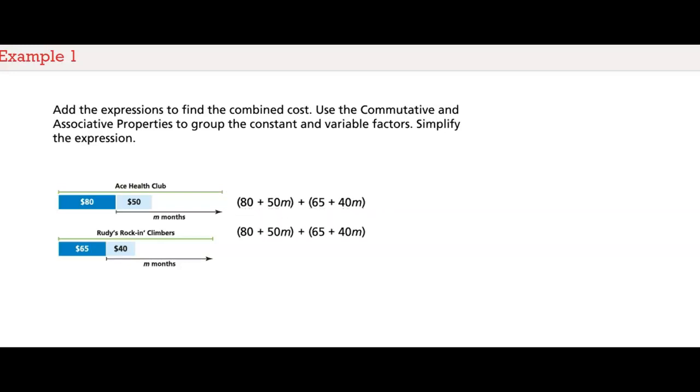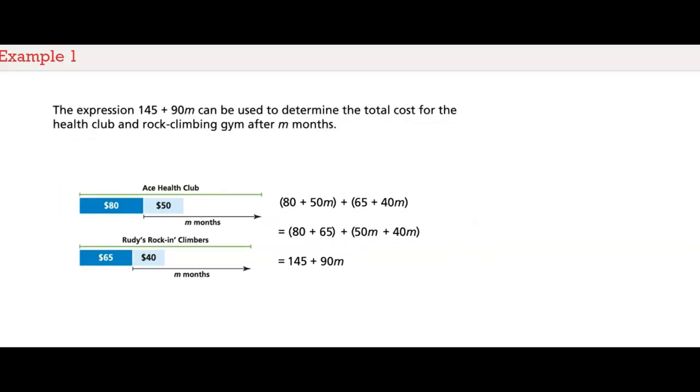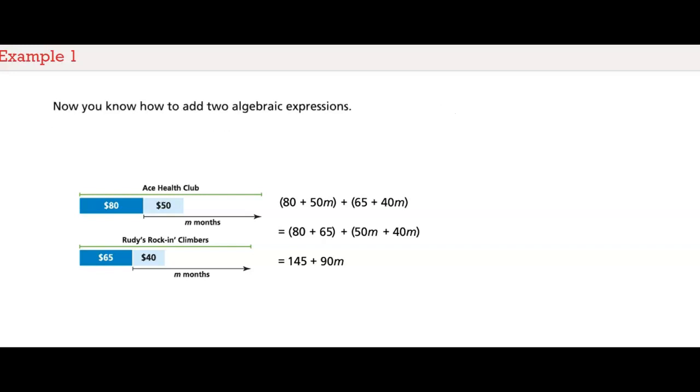You can use the commutative and associative properties to group the constant and variable factors. Now, combine like terms. The expression 145 plus 90 times M can be used to determine the total cost for the health club and rock climbing gym after M months. Now you know how to add two algebraic expressions.